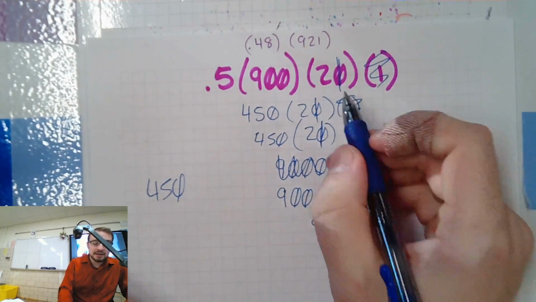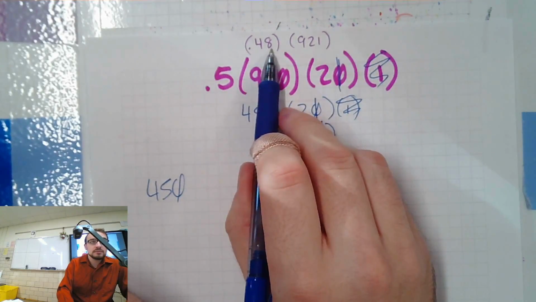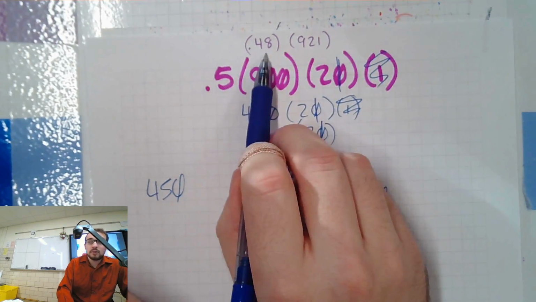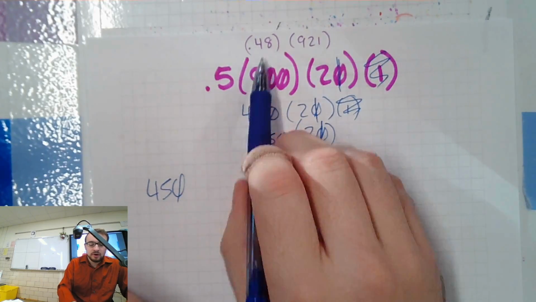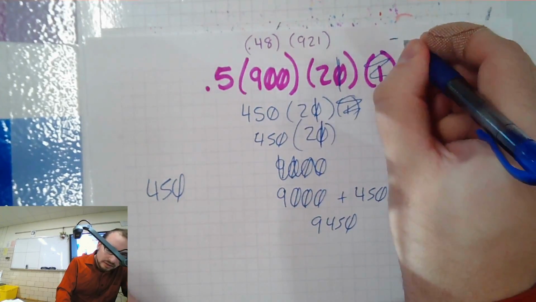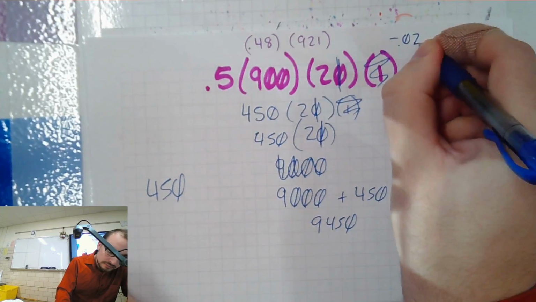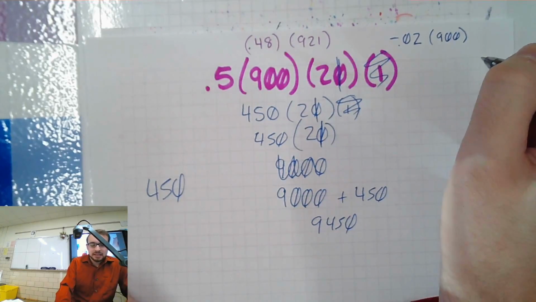We don't want to do times 20. We want to subtract 0.02. Because we're at 0.5 and we want 0.48, right? We're already too big. We don't want to start multiplying anymore. So we need to subtract 0.02 times 900. And that's going to get us closer to our answer.